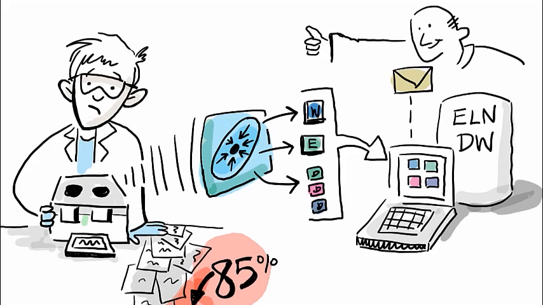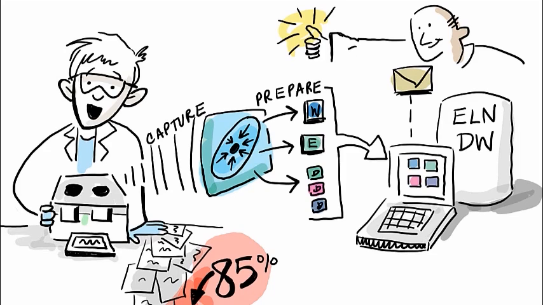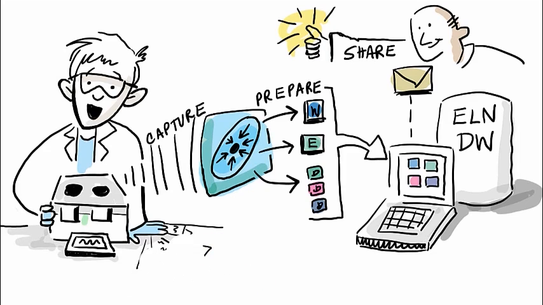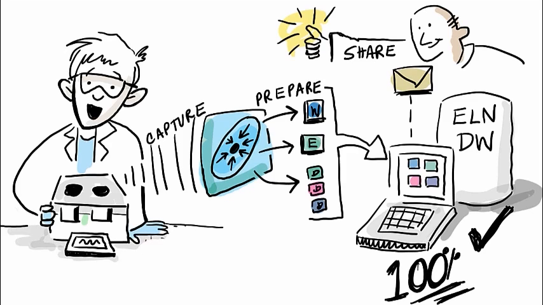So with IC Data Center, what we do is we capture the data in the lab, we prepare it to the formats, and we share it with our colleagues, and instead of losing 85% of our data, now actually we capture 100% in the correct place.